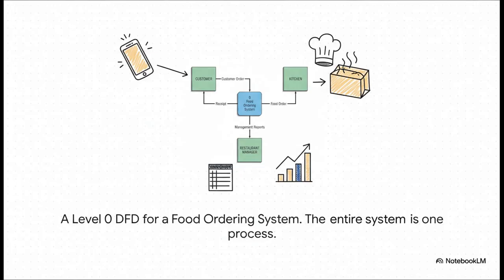So, check this out. Here's a level 0 for a simple food ordering system. The whole system is just that one process in the middle. We see the key players outside of it, the customer, the kitchen, the manager, and the main data flowing back and forth. It's clean, simple, and gives you the perfect overview.